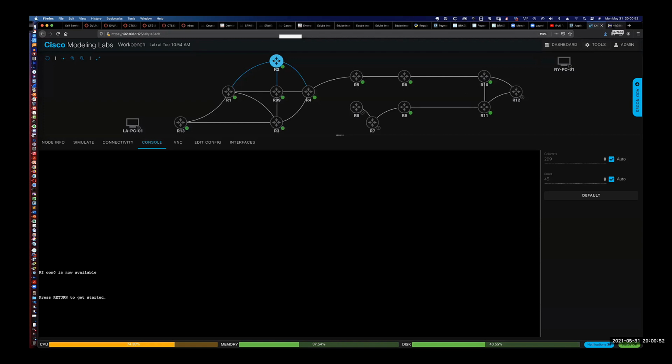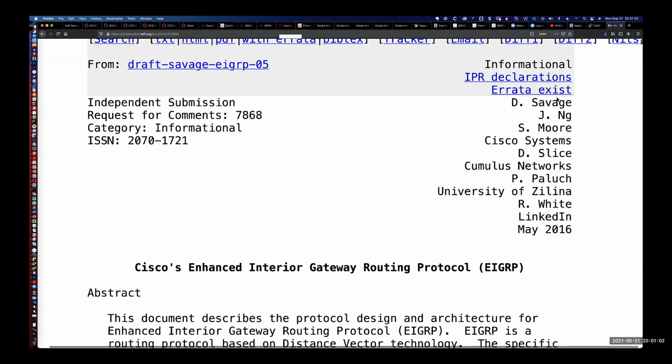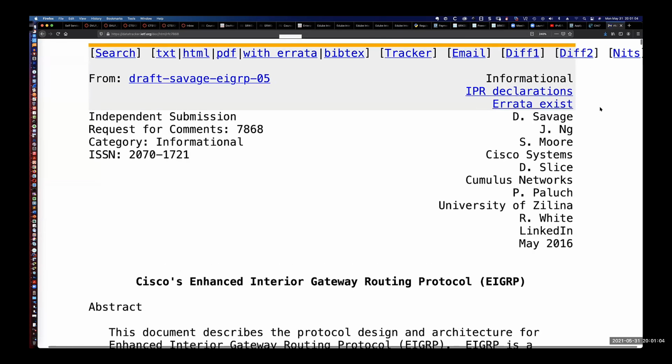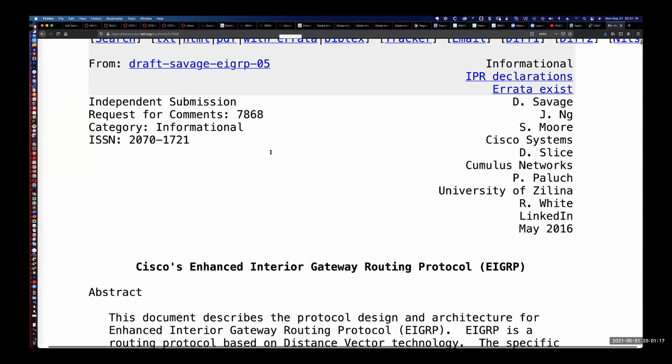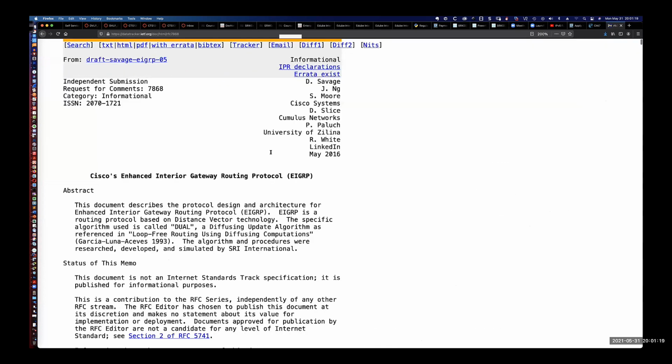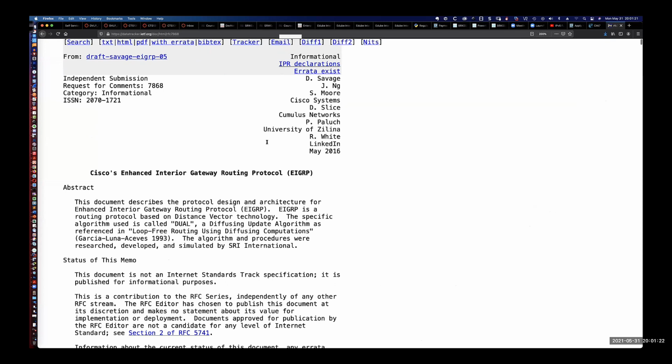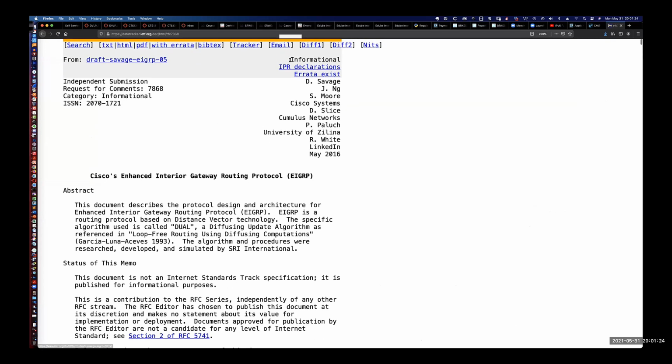And one of the things that the text, or I should say the Packet Tracer activities, do not reinforce is the EIGRP information. So the first thing that I wanted to talk about is the EIGRP RFC. You could just simply Google RFC 7868, and that's going to bring you to this document right here. And this is the EIGRP Request for Comments. You can see it's informational, so it's not an internet standard.